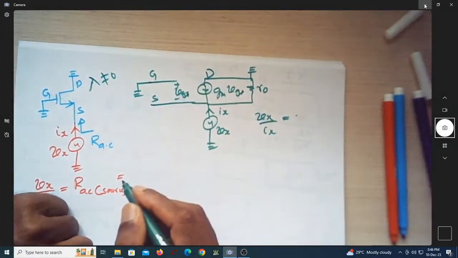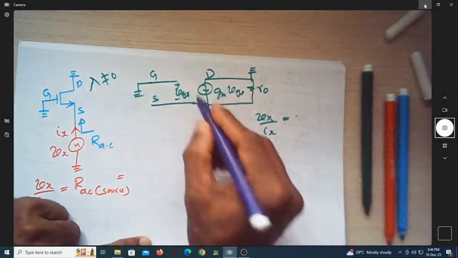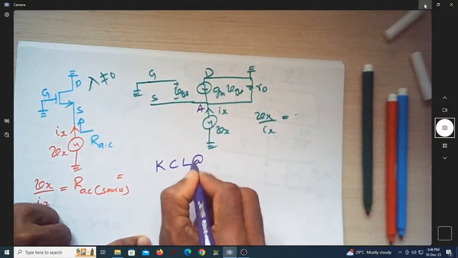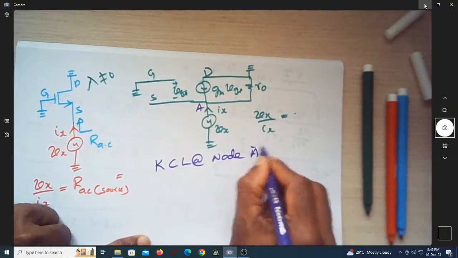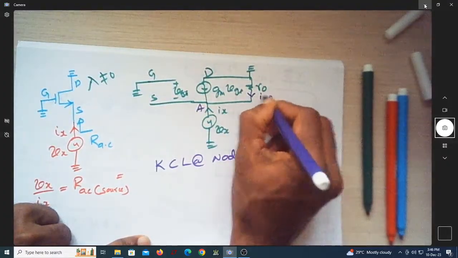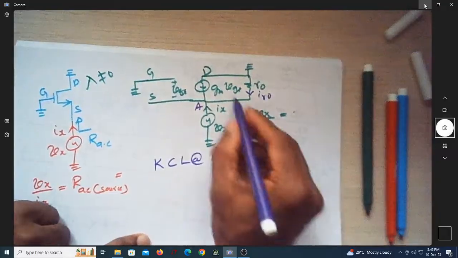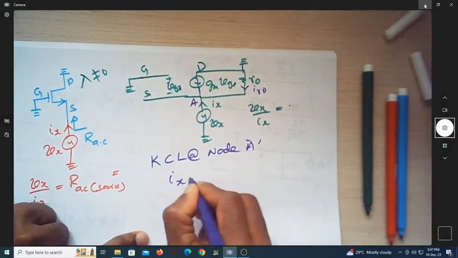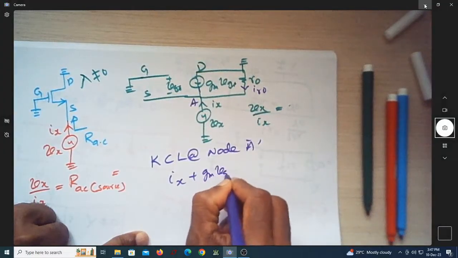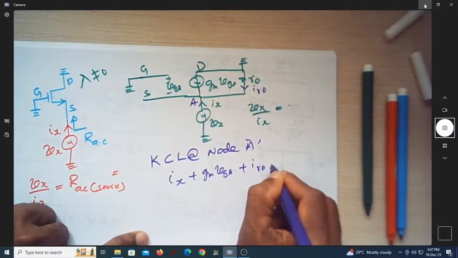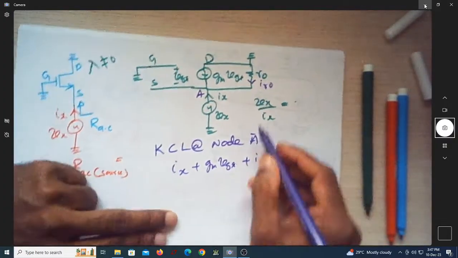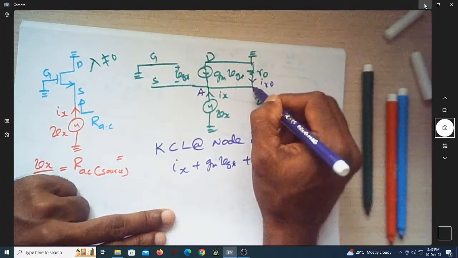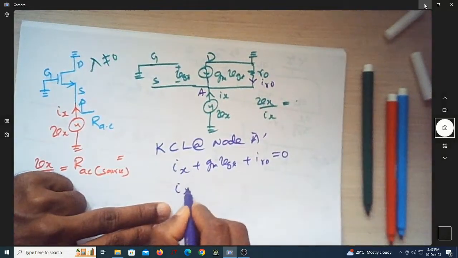So of course, this is the drain. Now let us consider this as node A. Let us try to write a KCL at node A. So let us consider this current as IR0. This current is known, so this current is Ix. To this node, are all the currents entering that node? So shall I write Ix plus gm into Vgs plus IR0 equal to 0. IR0 is the current flowing through this R0 resistor, with this at higher potential and this at lower potential. So this is Ix.